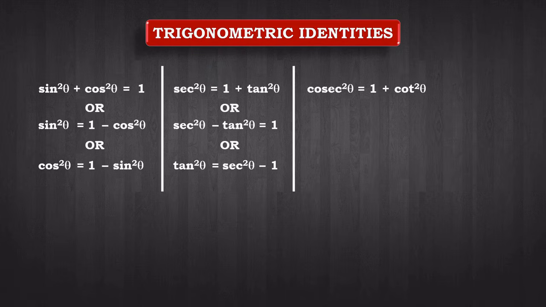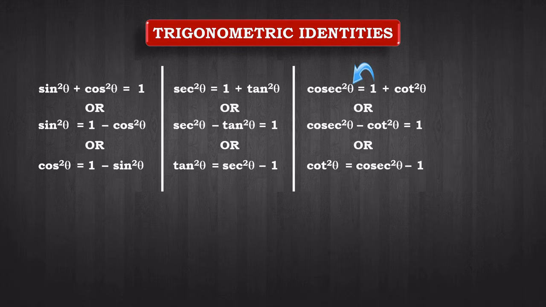Now, let us look at the third identity. Cosecant squared theta is equal to 1 plus cotangent squared theta. This can also be written as cosecant squared theta minus cotangent squared theta is equal to 1, or cotangent squared theta is equal to cosecant squared theta minus 1. These are the three fundamental trigonometric identities and their commonly used forms. Remember these identities carefully because they are used extensively to simplify expressions, prove identities, and solve many trigonometry problems in examinations.